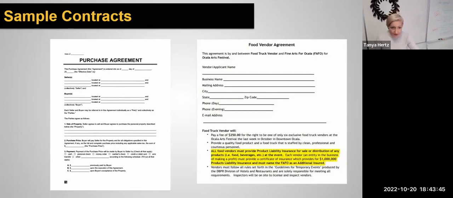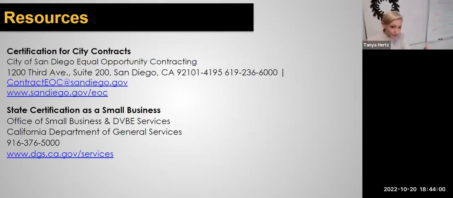Here's an example of a purchase agreement, very simple. These types of agreements should be in writing. Anytime you are talking about money in excess of $100, it should be in writing. There are a lot of resources that we're including here for you, and you can take a look at them as you need and as you like.